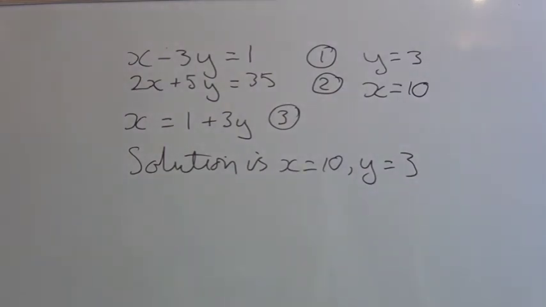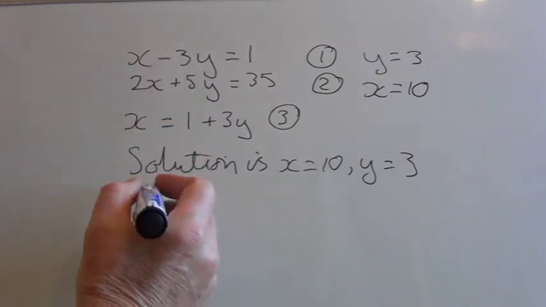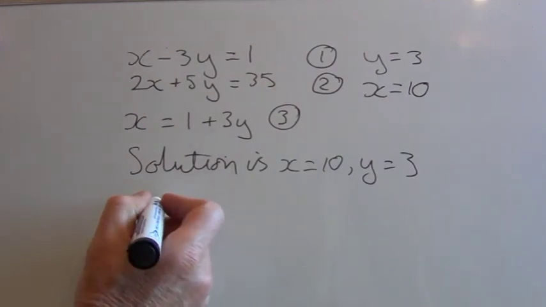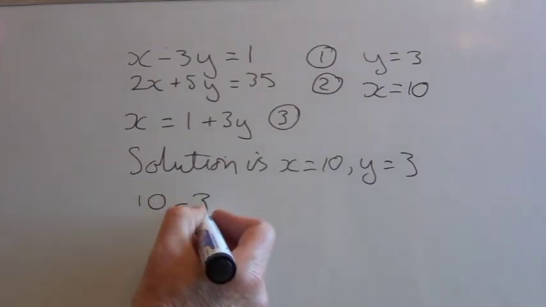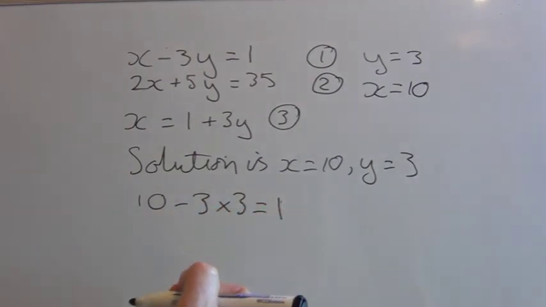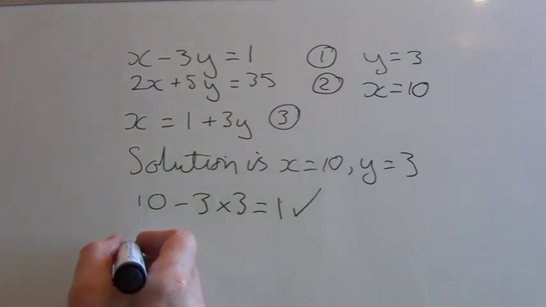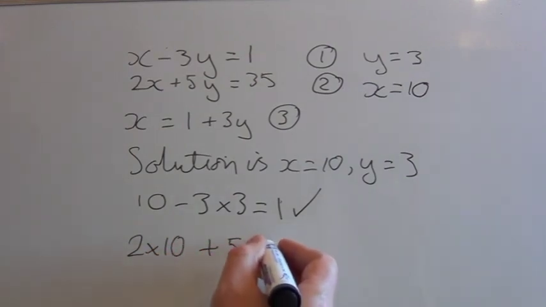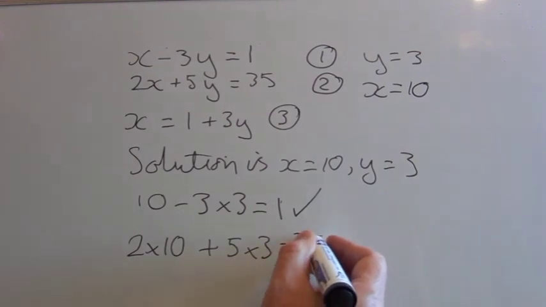Now all that's left to do is to check. So I'll plug these values into equation 1 and into equation 2 in turn. So for equation 1, x is 10. So it's 10 minus 3 times 3 equals 1. And 3 times 3 is 9. 10 minus 9 is 1. So that is correct. For equation 2, it's 2 times 10 plus 5 times 3 equals 35.